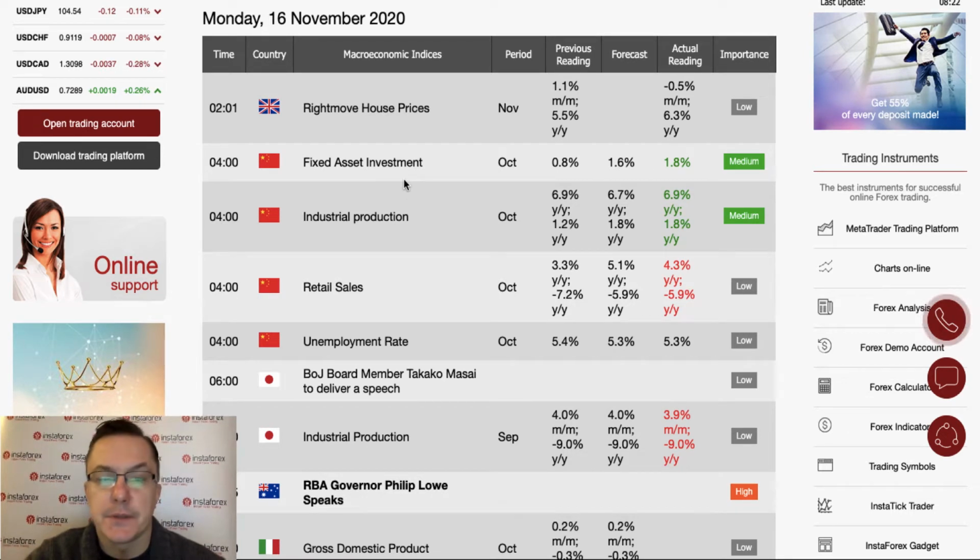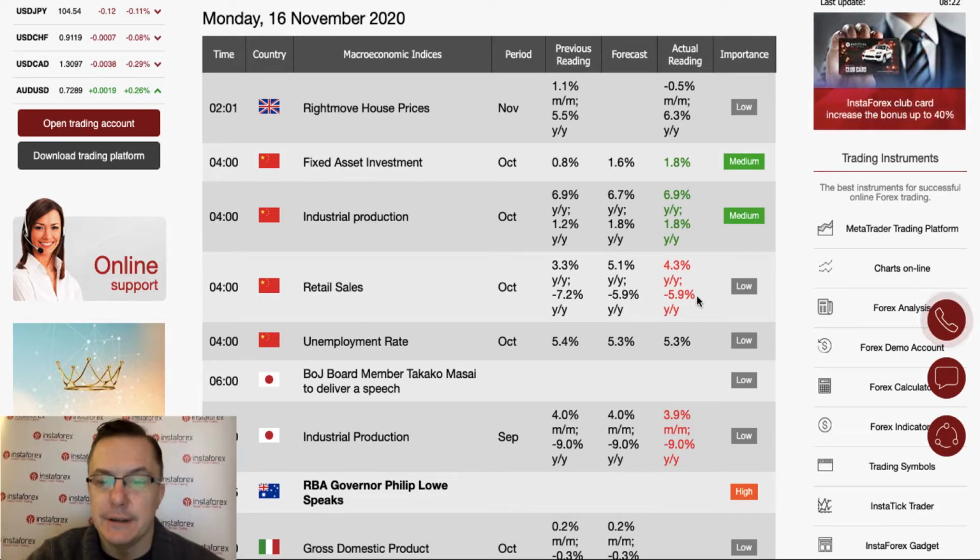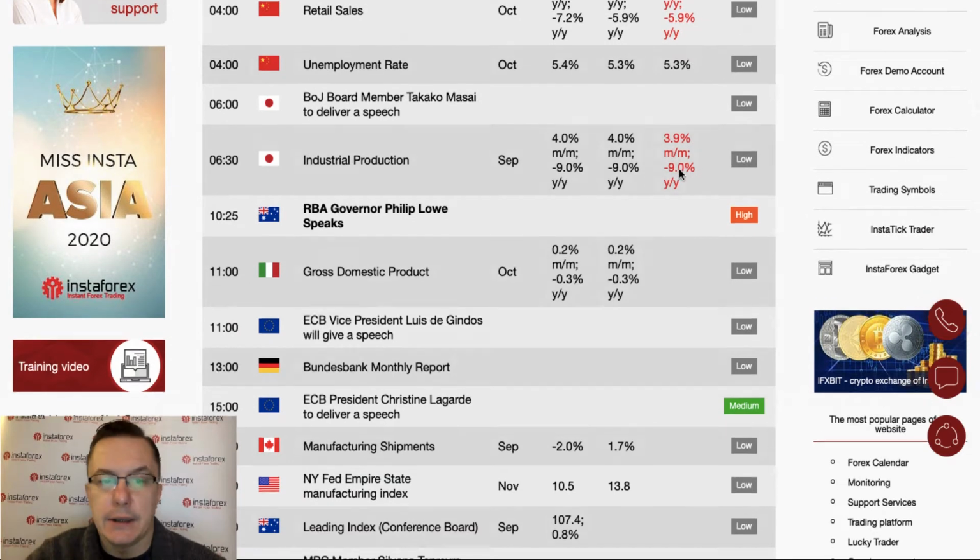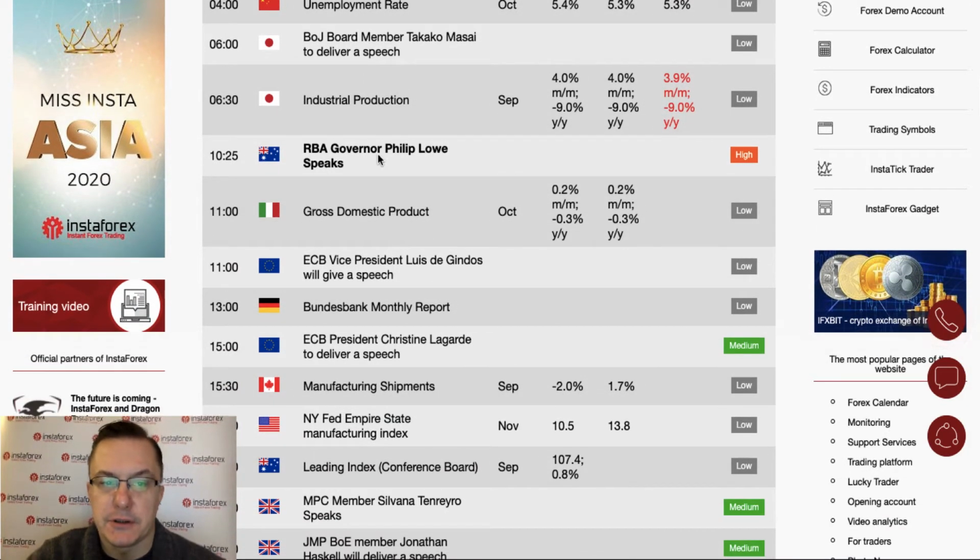As you can see, on Monday we got some data from China. Those data had already been released: fixed asset investment and industrial production, together with retail sales and the unemployment rate. This is a bunch of mixed data. Some of it is better than expected, some worse. The biggest impact on the market is supposed to be from industrial production, which is in line with the previous reading and better than expected, and the fixed asset investment that jumped from 0.8% to 1.8%.